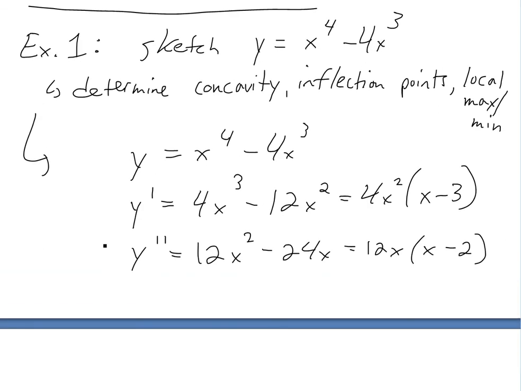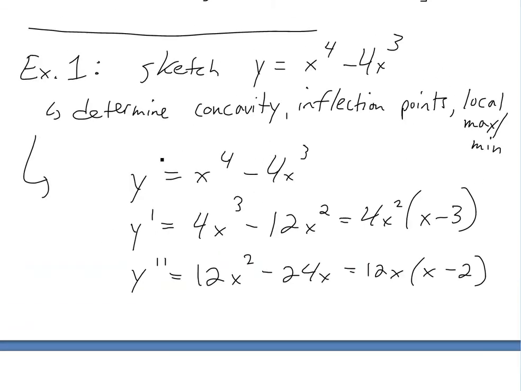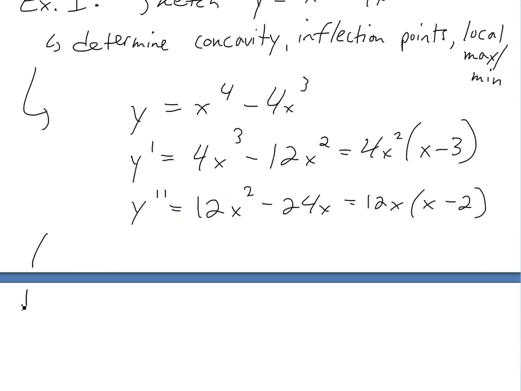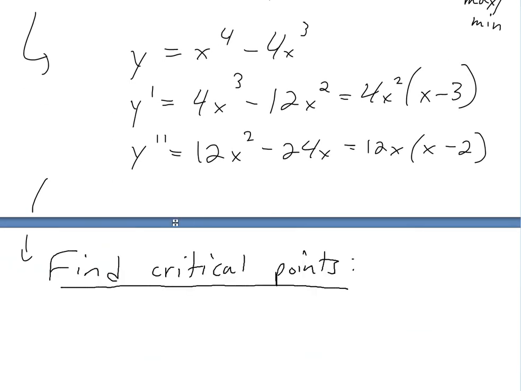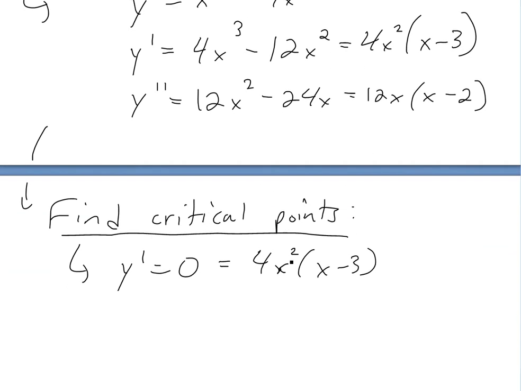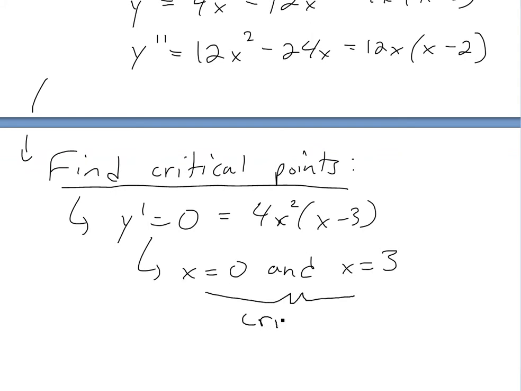Now, to illustrate the second derivative test, we first always have to find the critical points. The critical points are where the first derivative is equal to 0, and we find whatever x is there. In this case, the first derivative is 4x squared times (x minus 3), and this is equal to 0 at two points: when x is 0 and when x is 3. These are our critical points.